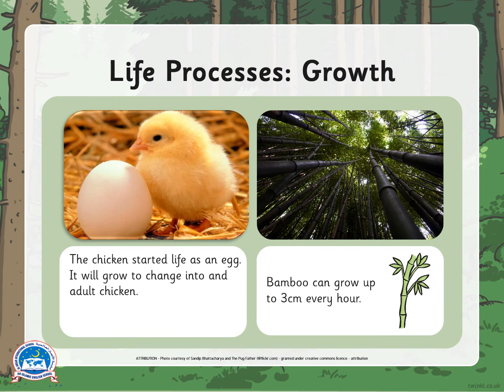These pictures show us different examples of growth. A chick grows inside the egg and it's ready to come out. And then it changes into an adult chicken through different stages of its life. A bamboo plant can grow up to 3 centimeters every hour.